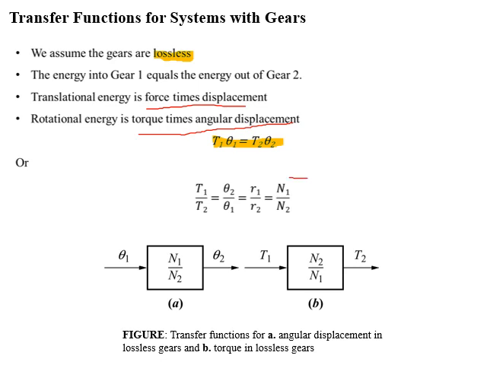Combining all the relations we have studied, we conclude that the ratio of torques T1 over T2 is the same as the ratio of radii of the disks, which is R1 over R2, which is equal to the ratio of teeth along the circumference, which is N1 over N2, and these relations are inversely proportional to the angular displacement ratio, which is θ2 over θ1. In the figure you can see the transfer function for angular displacement in a lossless gear and for torque in a lossless gear.